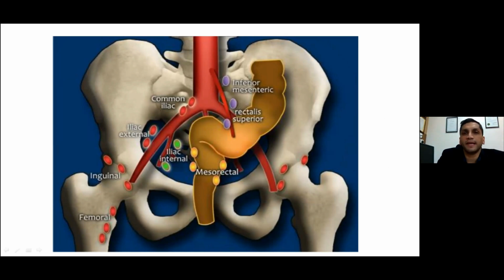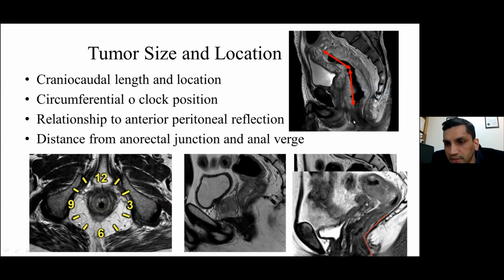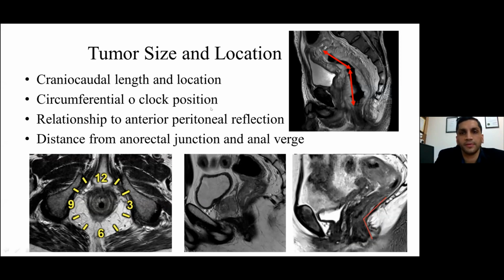In terms of tumor size and location, it is important to talk about the craniocaudal length and the location of the tumor. The circumferential o'clock position, at what clock the lesion is, and the relationship to the anterior peritoneal reflection. This relationship is important, and also the distance from the anorectal junction and the anal verge. So this is how we actually take a measurement. This is the tumor. This is how we measure the extent of the tumor involvement. And this is how we measure the distance.